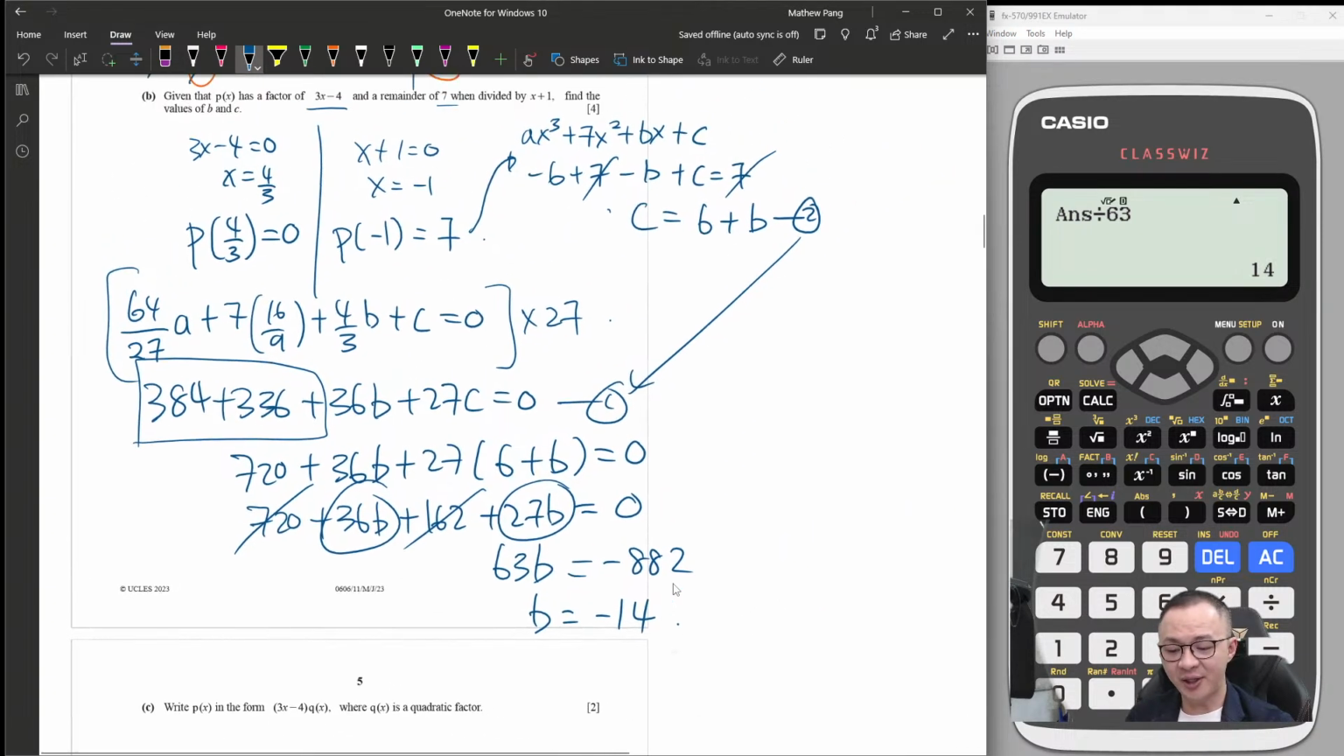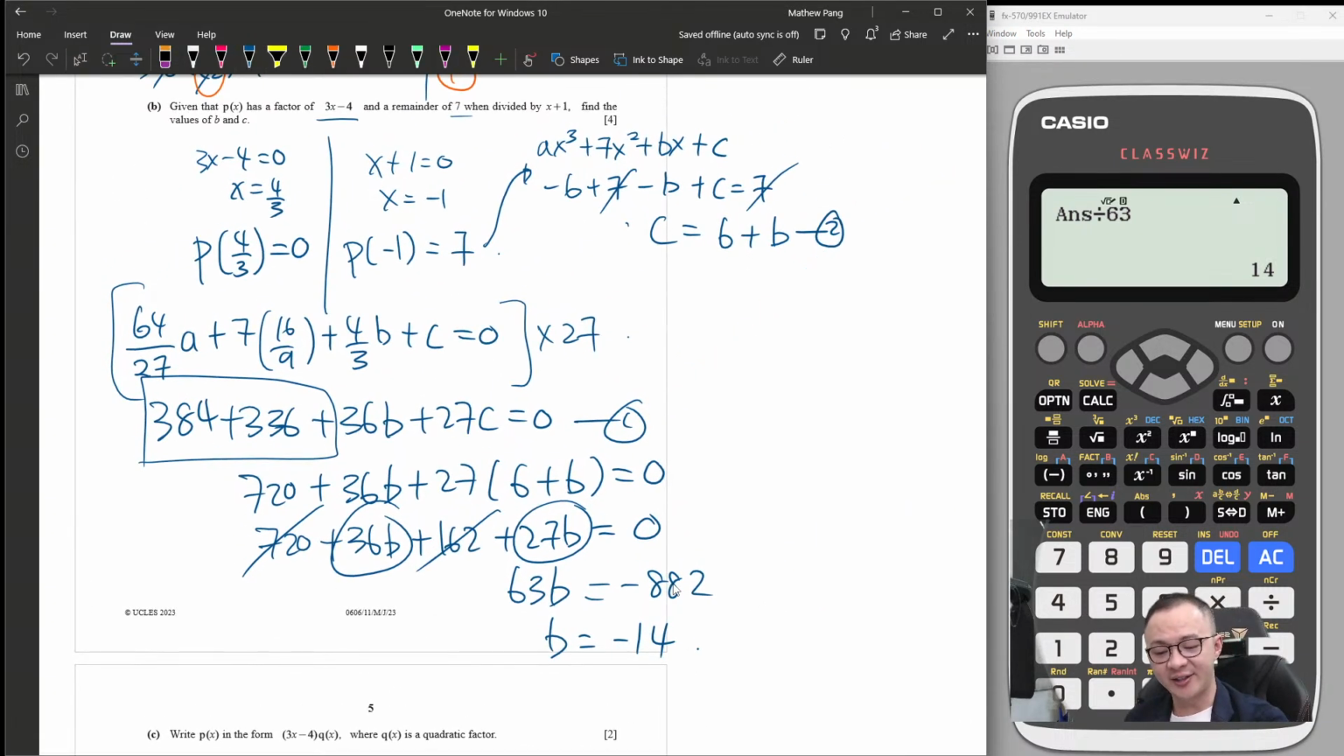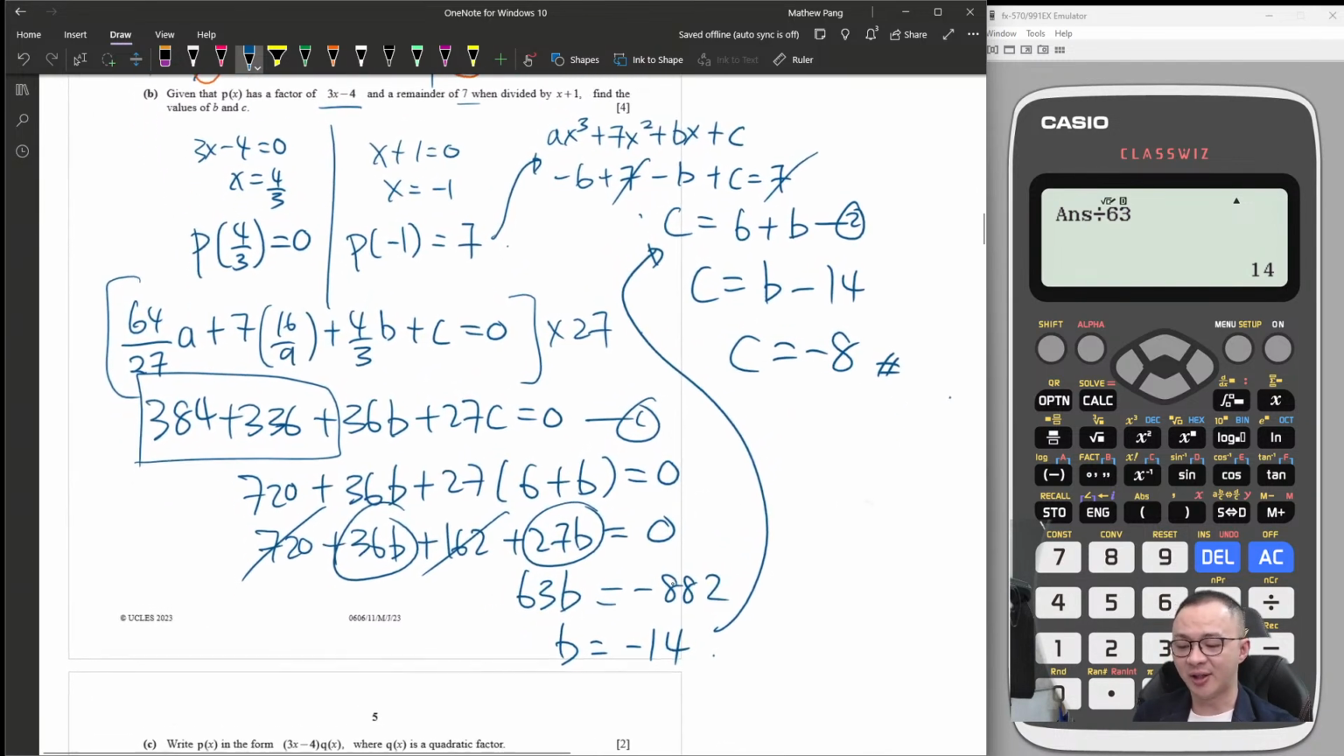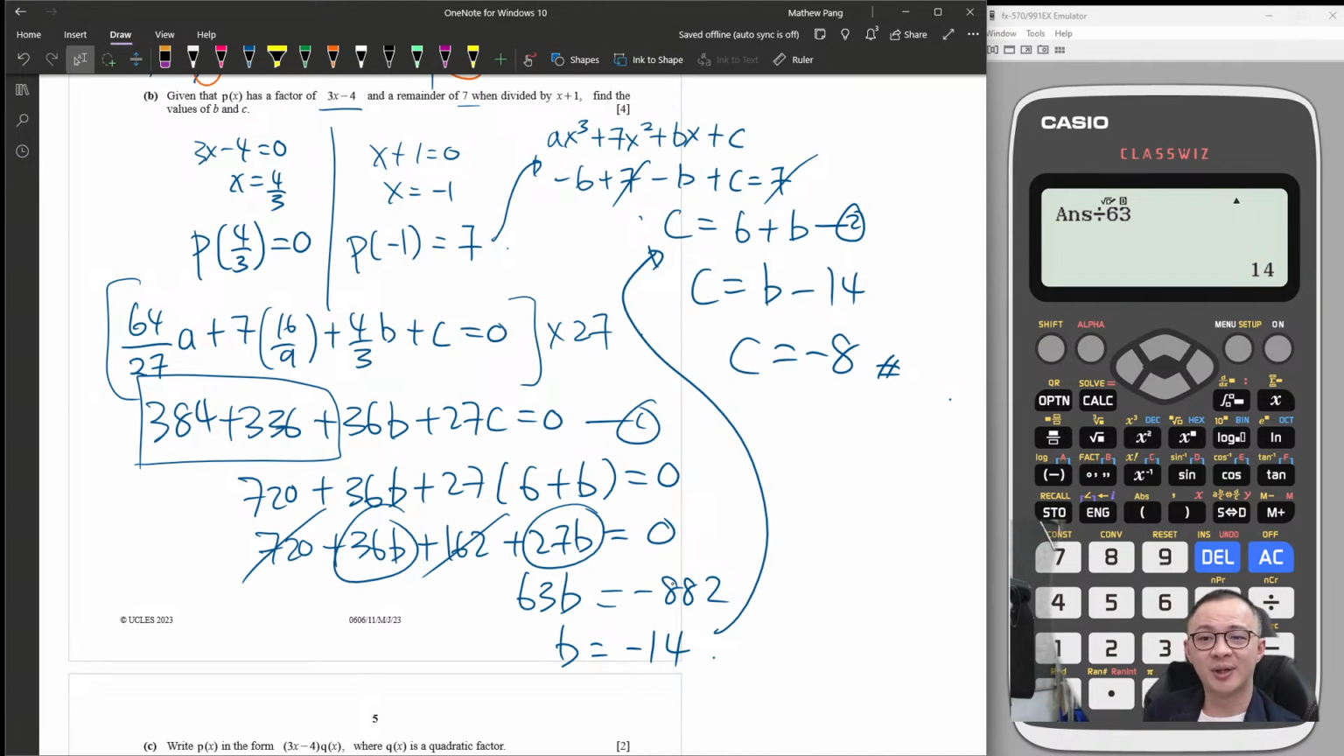Okay, after I got b equals negative 14, I can find the c here, right? Sub back to here. c equals b plus 6, so c equals negative 8. Done. Basically, I just did simultaneous equations here. I hope you can understand the simultaneous equations.